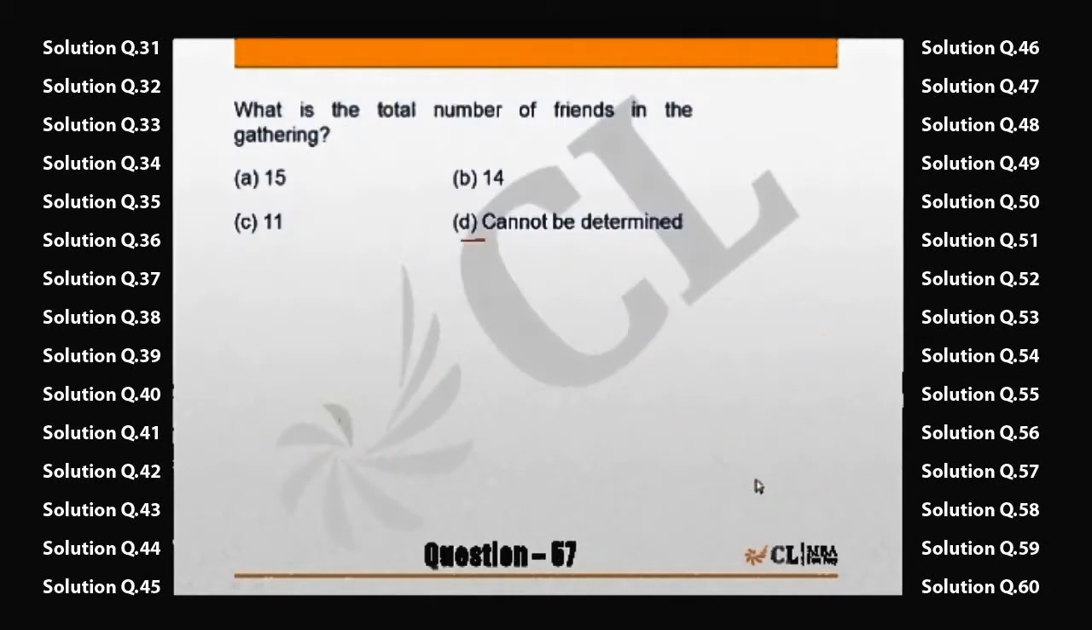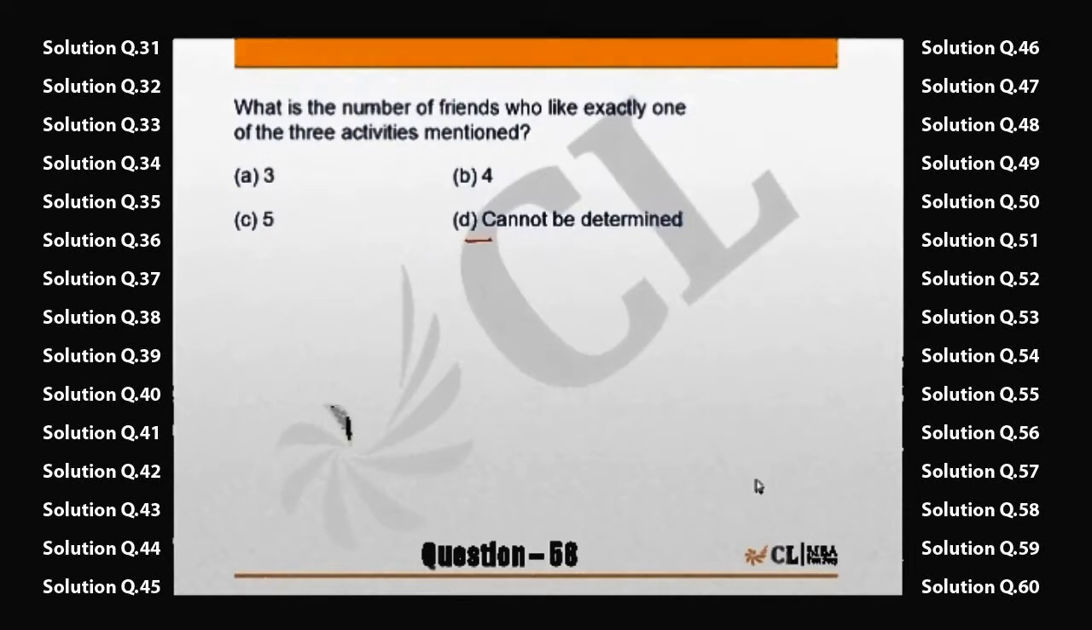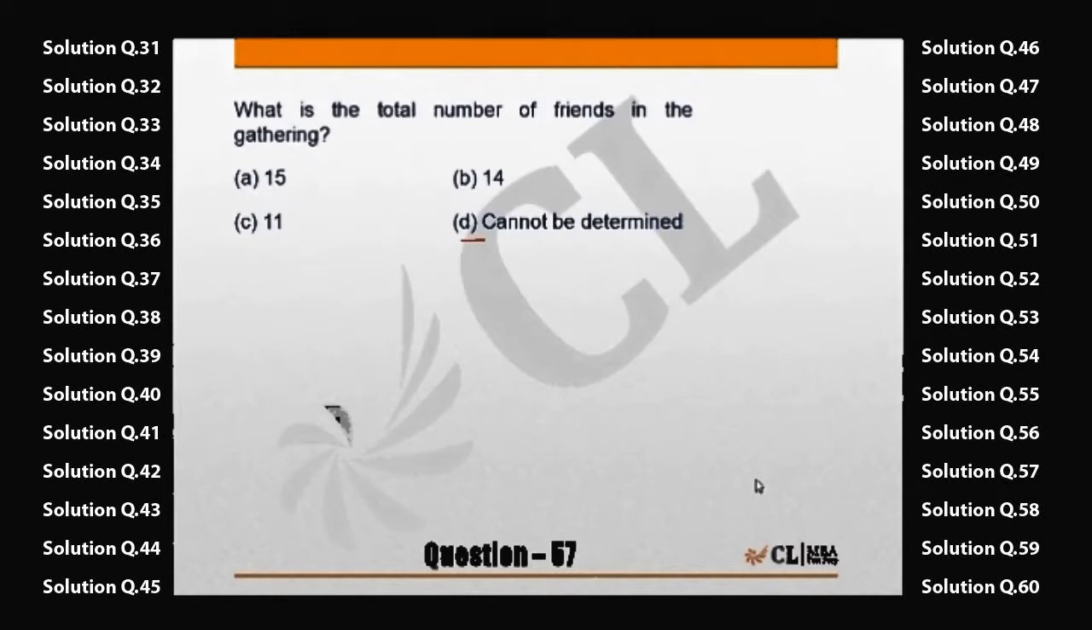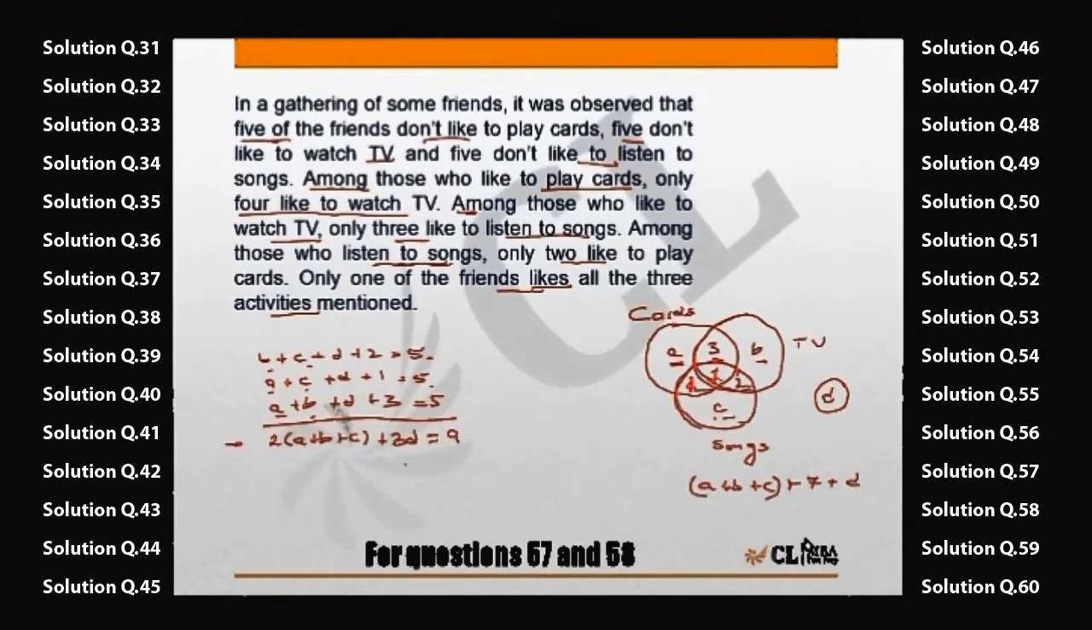And what is the next question 58? Number of friends who like exactly one of the 3 activities. Number of friends who like exactly one of the 3 activities is nothing but A plus B plus C. Okay, this is the one. Only A, B and C like exactly one of the 3 activities.